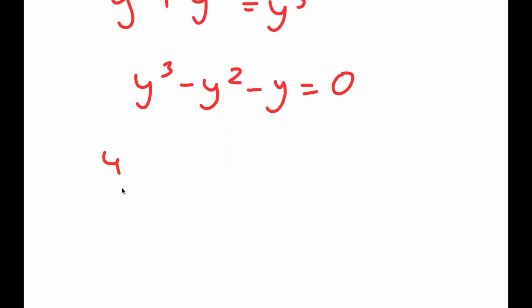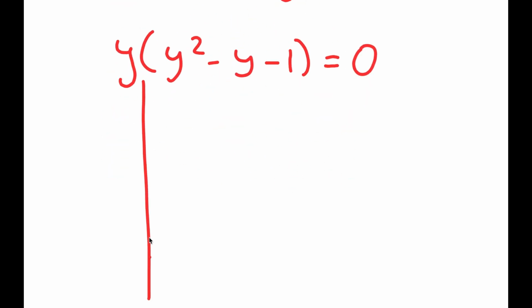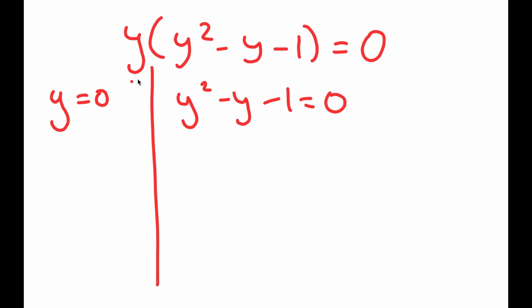Now, I can simply just factor out y, so I get y times y squared minus y minus 1 is equal to 0. And this gives me two equations. I get y is equal to 0, and y squared minus y minus 1 is equal to 0. So y equals 0, this is already a solution by itself.